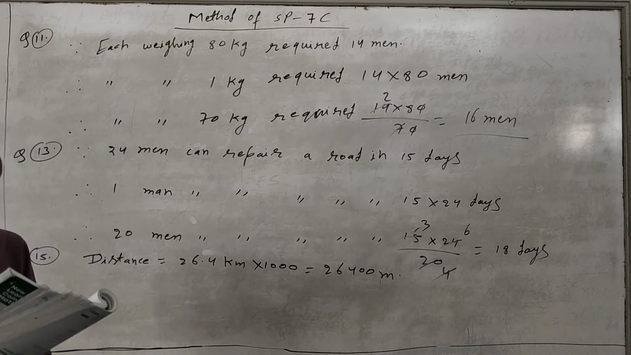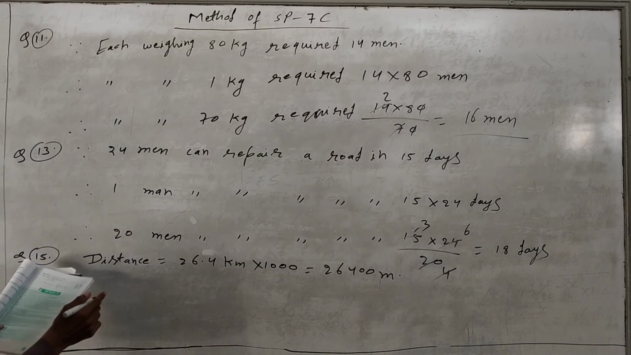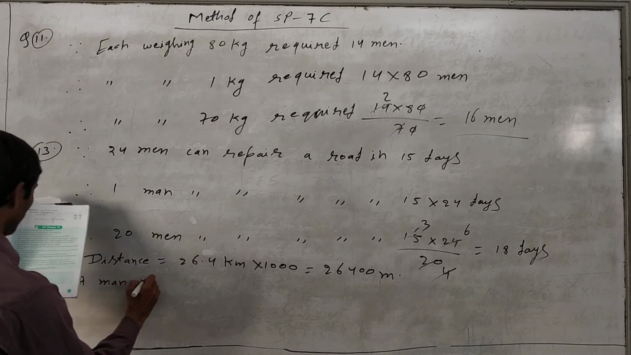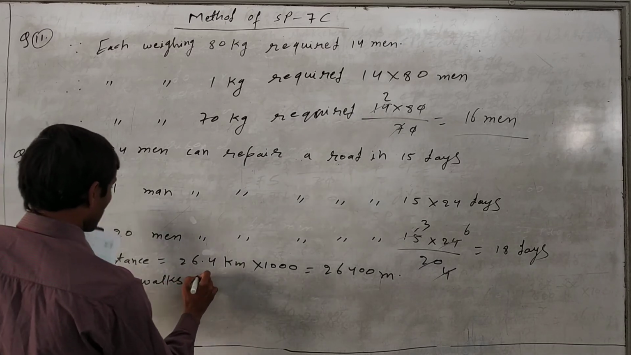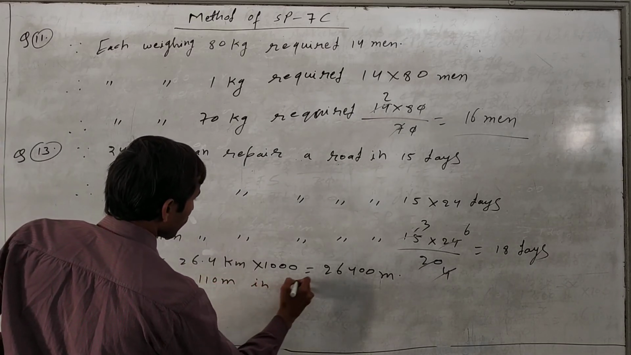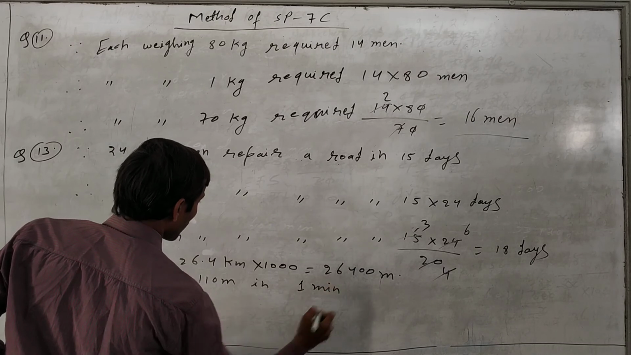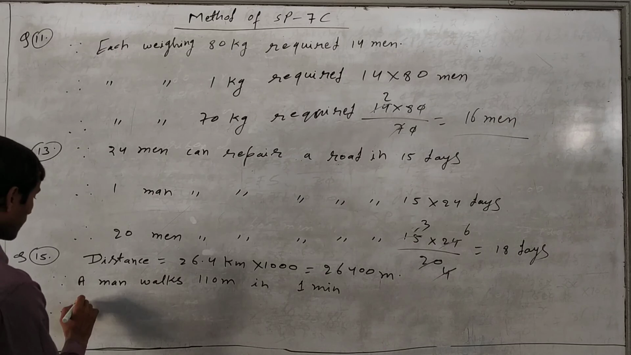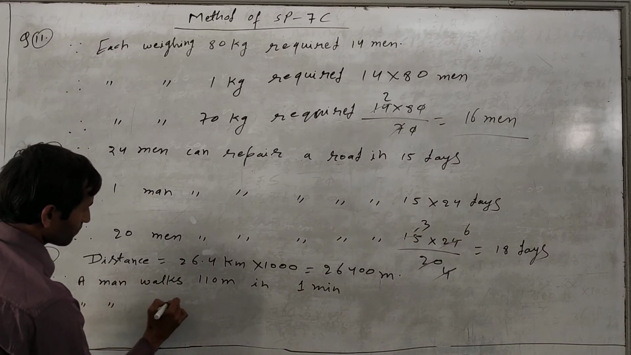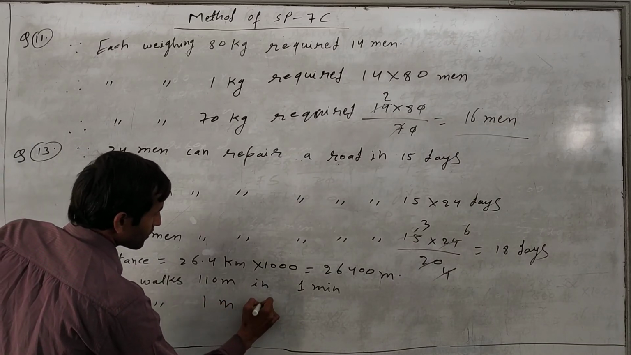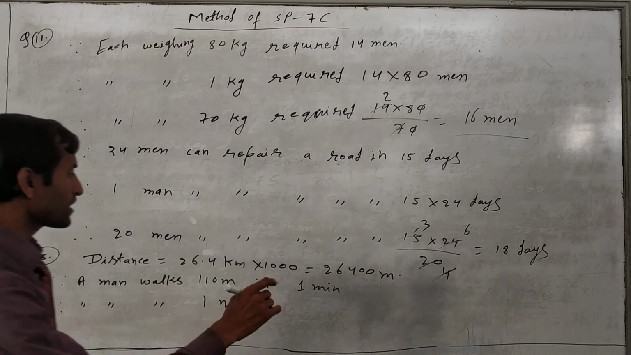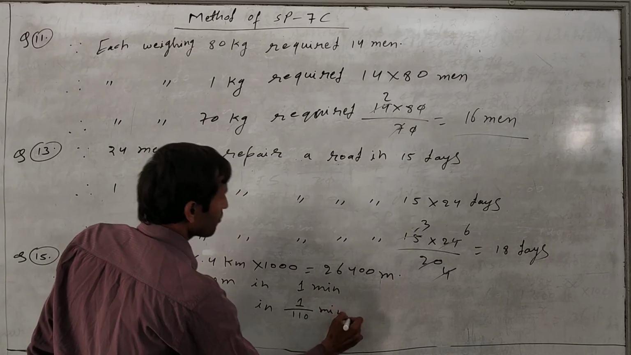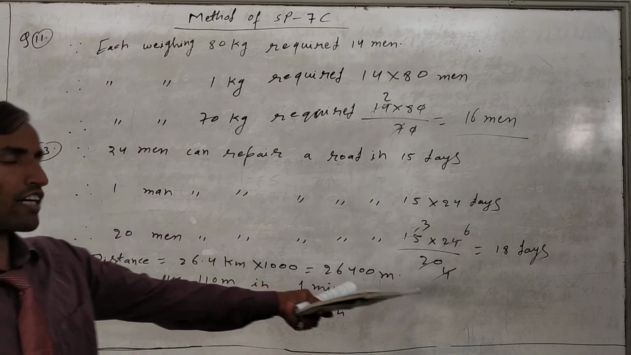Now we will apply the unitary method. Okay, so we have to find time. Just write down here like this: a man walks 110 meters in 1 minute. Okay, so we will find for 1 meter. How much time will he take? A man walking 1 meter will surely take less time, so in this case we will divide. So 1/110 minute. Now we have to find for 26400 meters.